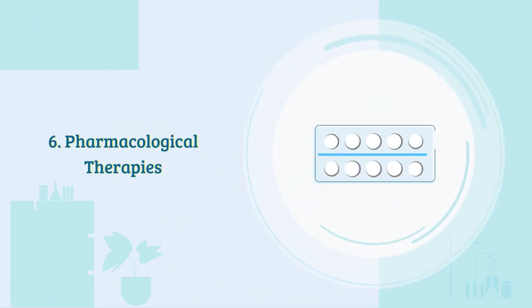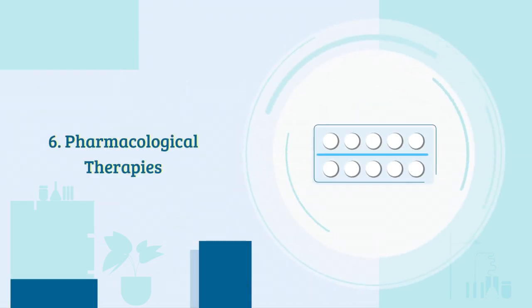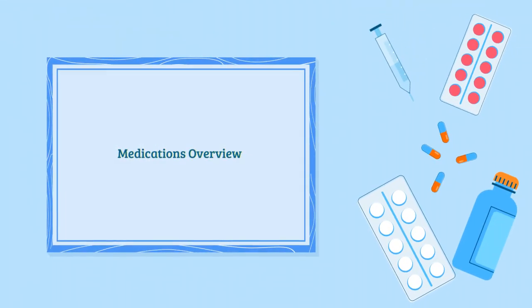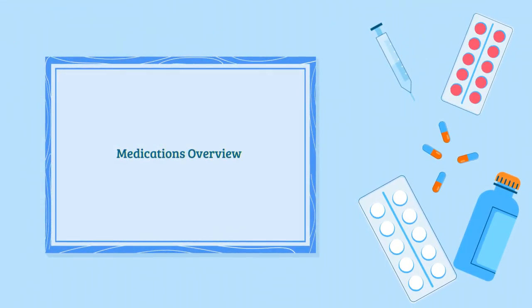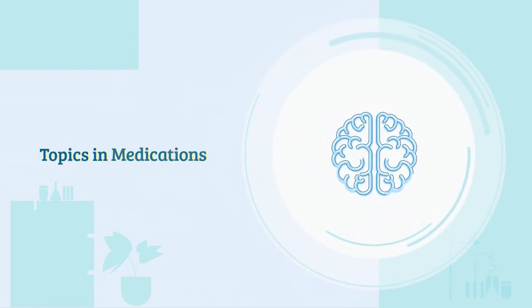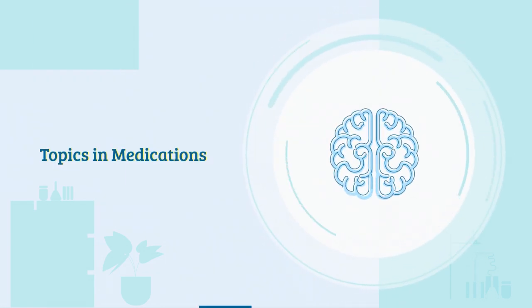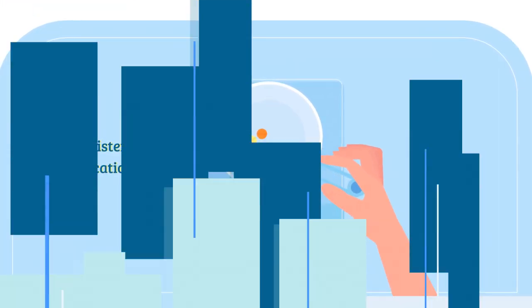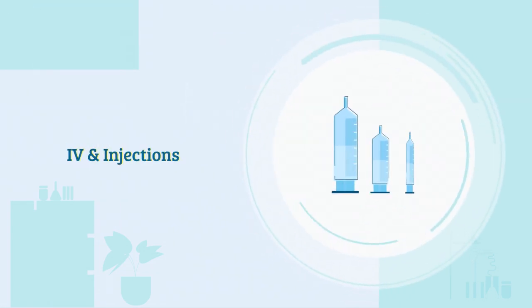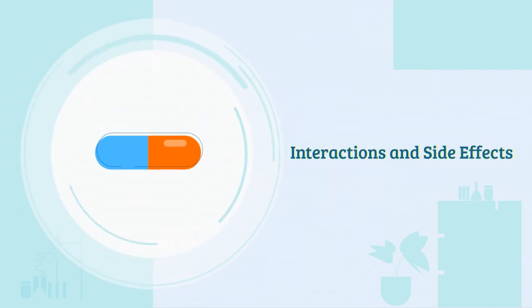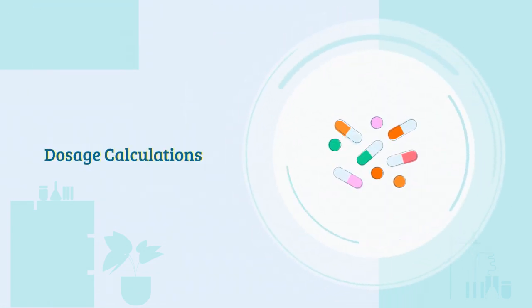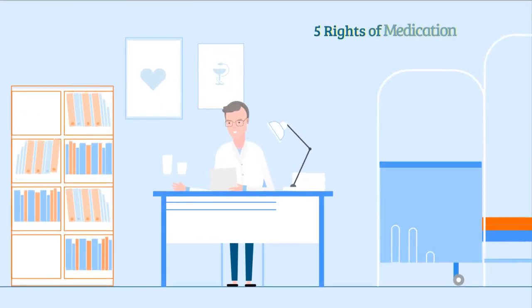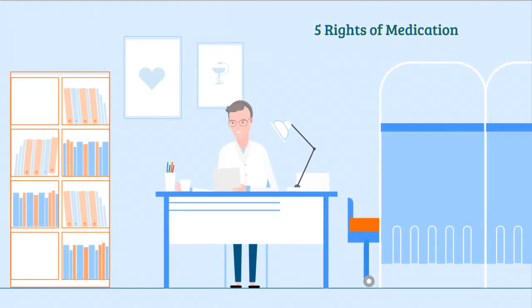6. Pharmacological and parenteral therapies. This one is all about medications. It includes how to give meds, IV therapy and injections, drug interactions and side effects, dosage calculations. Remember, 5 rights of medication: right patient, drug, dose, route, time.